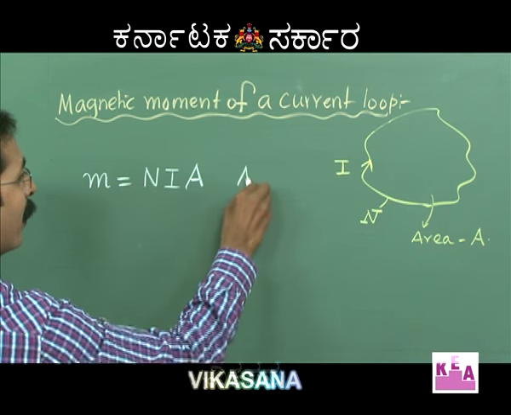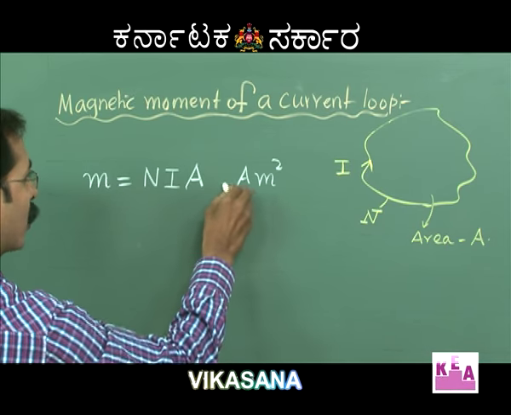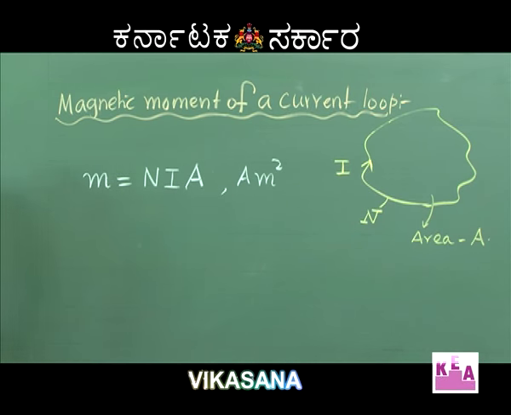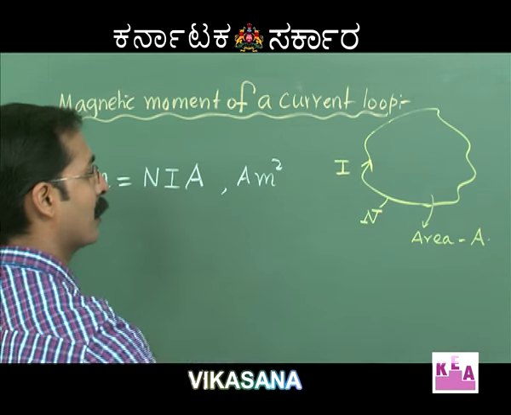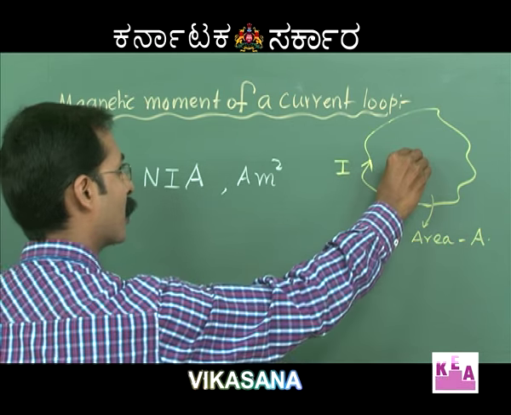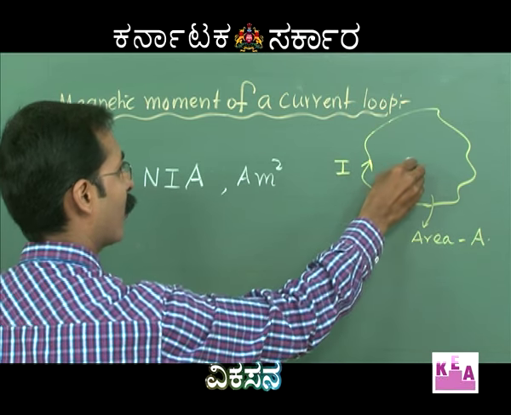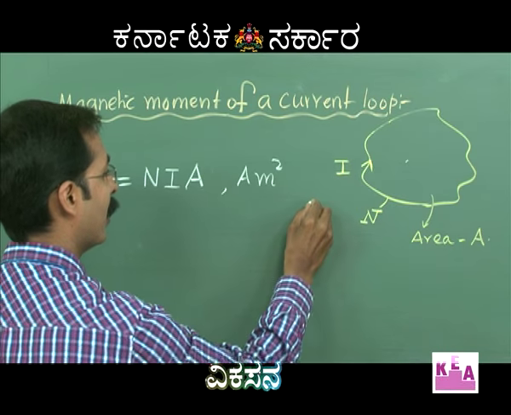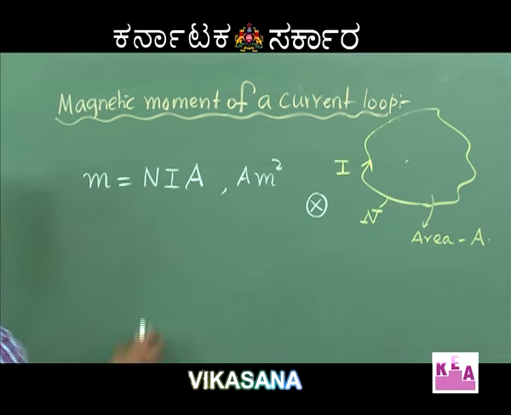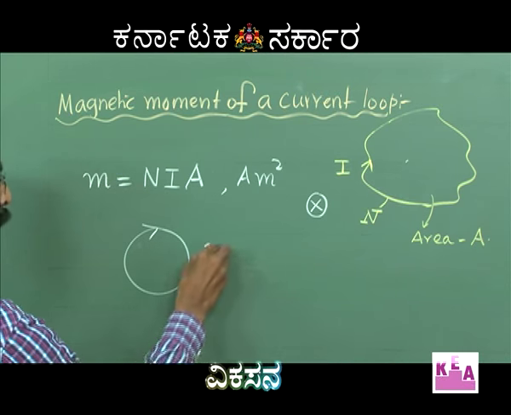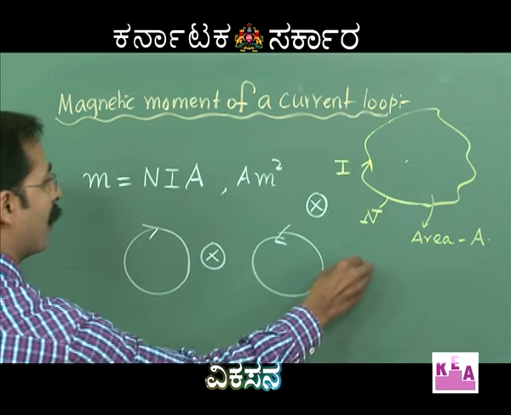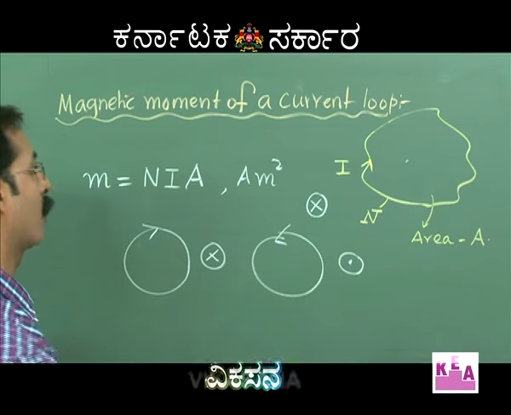Magnetic moment is the product of number of turns, current and area. SI unit is amp into meter square, that is SI unit. Magnetic moment is a vector. The direction of magnetic moment is again given by screw rule. For example, in this case the current is clockwise. I keep a screw here, I rotate it in the direction of the current, the screw goes inwards. Therefore, for this loop the magnetic moment is into the loop. That is, for clockwise currents the magnetic moment is into the loop. For anti-clockwise currents, the magnetic moment is away from the loop, that is towards us.